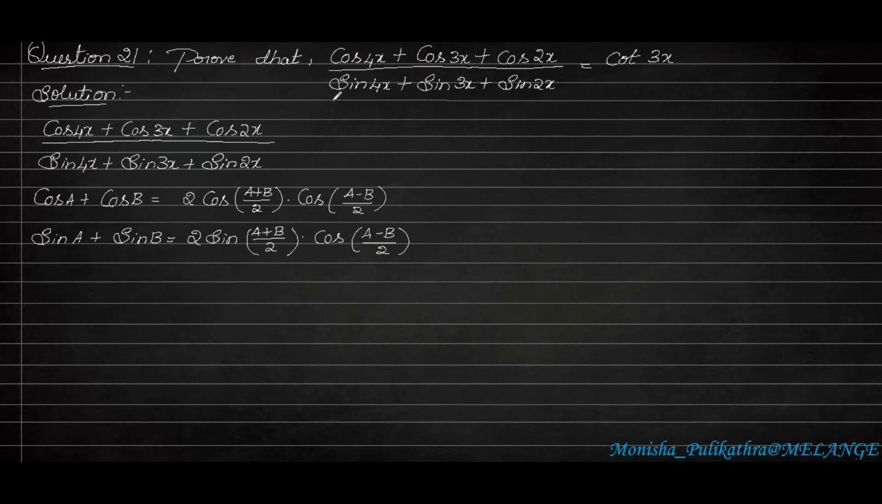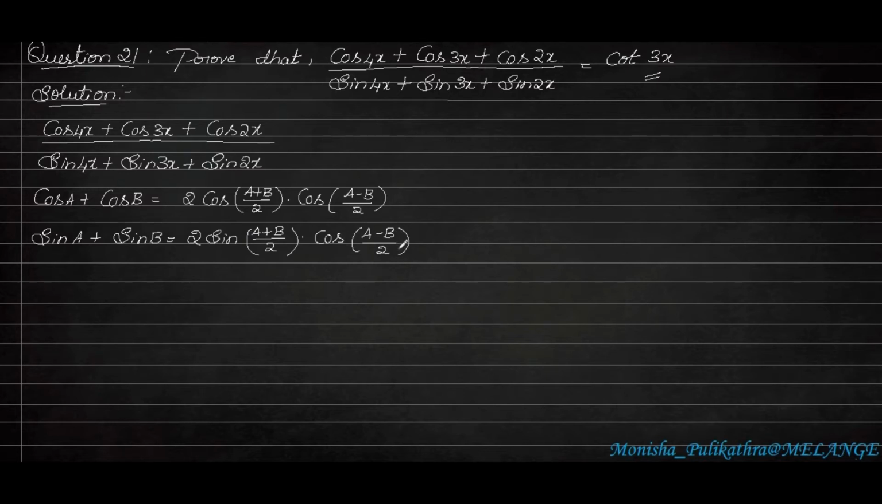Moving on to question 21. Here three terms are given in both the numerator and the denominator: cos 4x, cos 3x, cos 2x, sin 4x, sin 3x, sin 2x. After simplification we have to get cot 3x. The numerator has the form cos a plus cos b, which is 2 cos (a plus b) by 2 into cos (a minus b) by 2. And the denominator is in the form of sin a plus sin b, which is 2 sin (a plus b) by 2 into cos (a minus b) by 2.